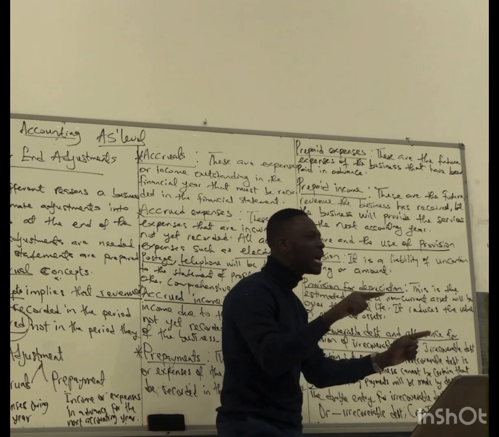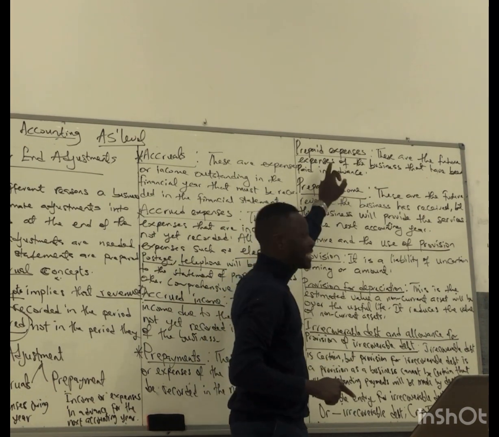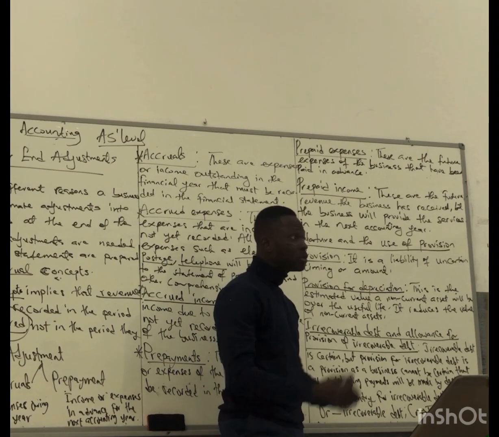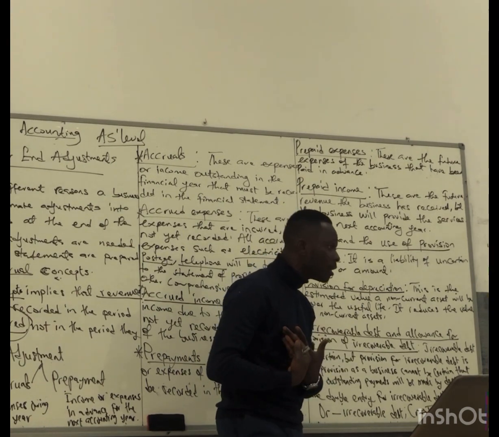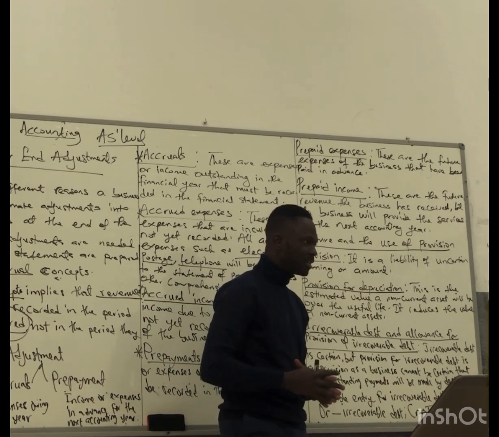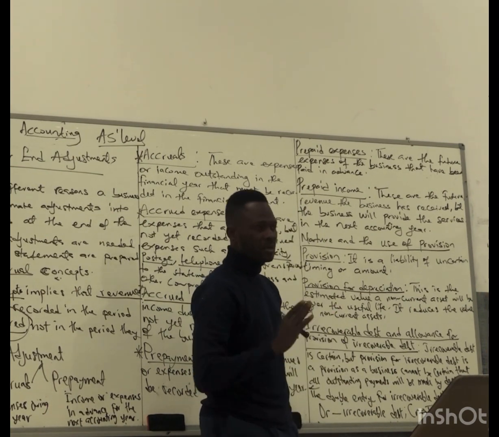Prepaid income, other payables. This is an asset. This is what? A liability. Because you collected money and you have not done the job. That means you are owing the person, yes or no? Do we understand? Any question about prepayment now?